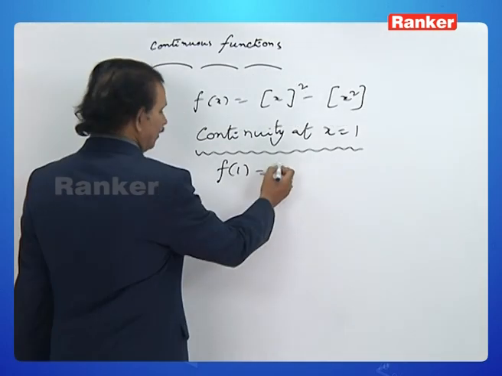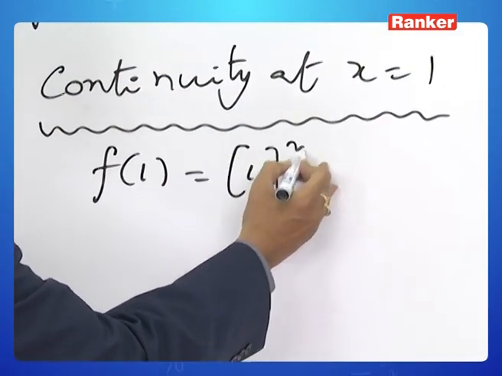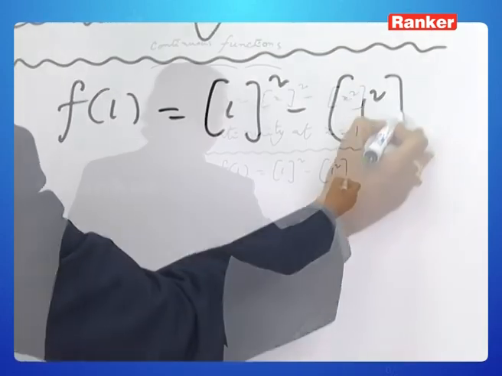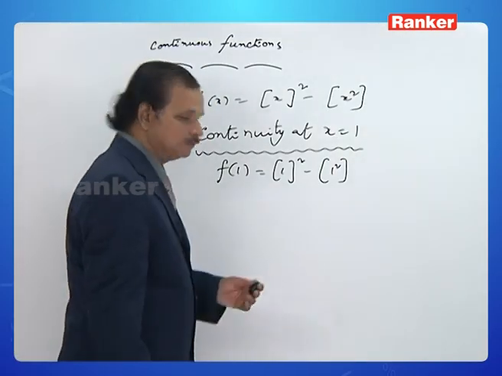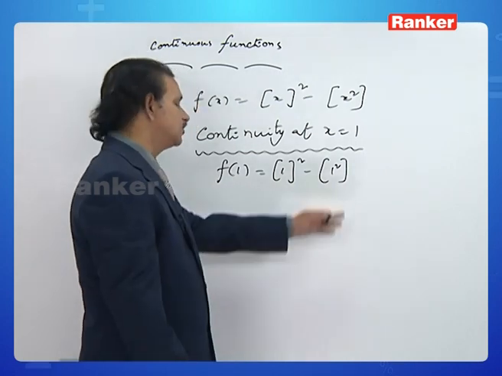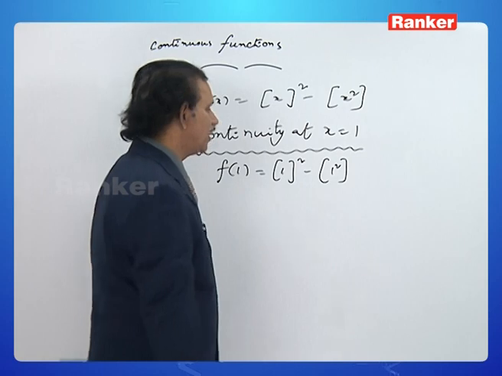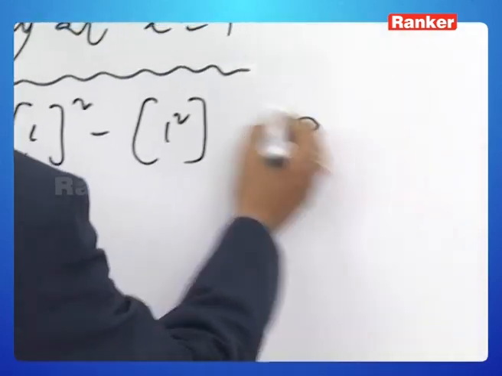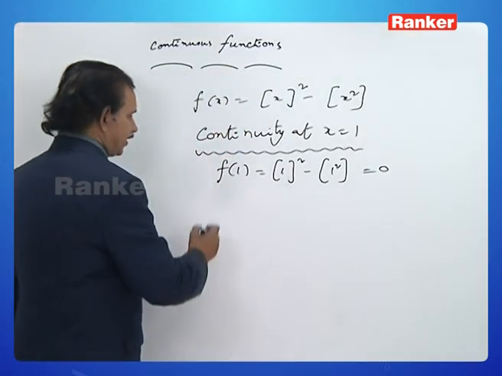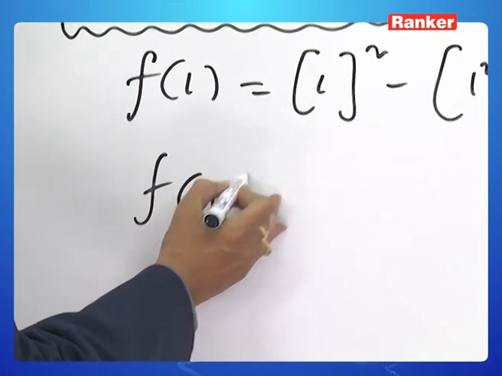Integral part of 1 whole square minus integral part of 1 square. What is the integral part of 1? 1. What is 1 square? 1. Integral part of 1 square is 1. 1 minus 1 is 0. Okay, f of 1 from left.